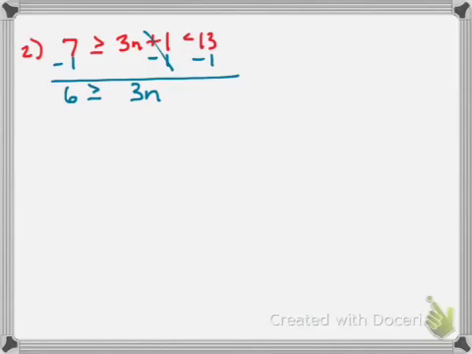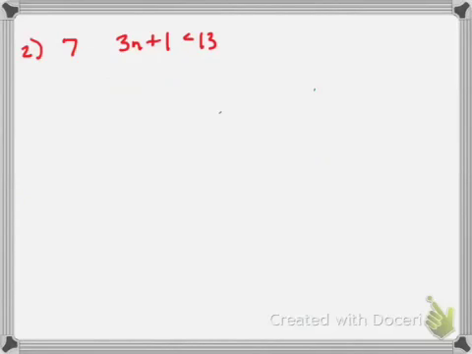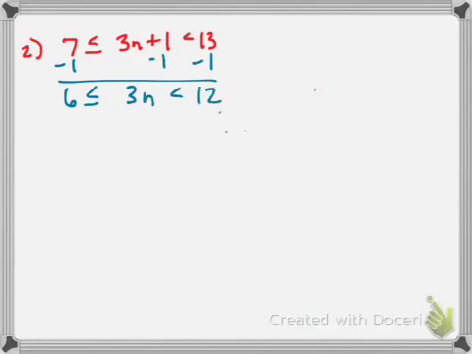So then I just realized I wrote this incorrectly. So let's start again. This should actually be going this way. Now let's solve it. So I'm going to subtract 1 from all 3 parts. So 6 is less than or equal to 3n is less than 12. And then I want to divide all 3 parts by my coefficient, 3. So I get 2 is less than or equal to n, because these cancel out, is less than 4.